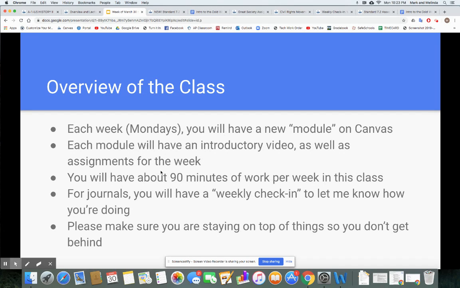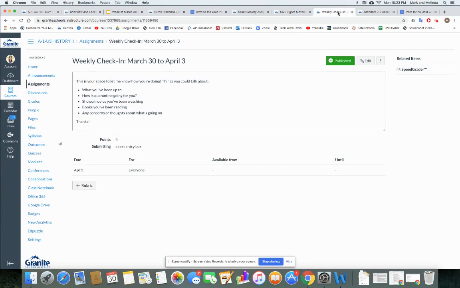And then for your journals, instead of doing a normal journal, you're going to have what's called a weekly check-in. Basically this weekly check-in is going to let me know what you're doing. This is an example of what it's going to look like. This is your space to tell me how you're doing. You could talk about what you've been up to during this quarantine or social distancing, what movies you've been watching, what books you've been reading, if you have any concerns or general thoughts about what's going on. This is going to be a way that I can communicate with you and see how you're doing, and hopefully have a little bit of interaction with you guys.